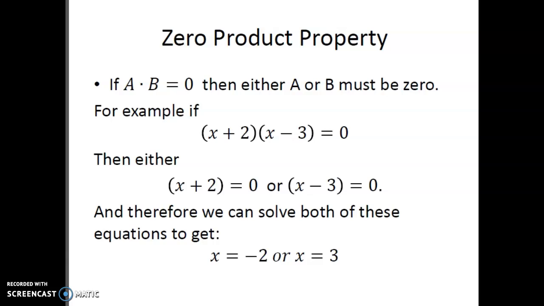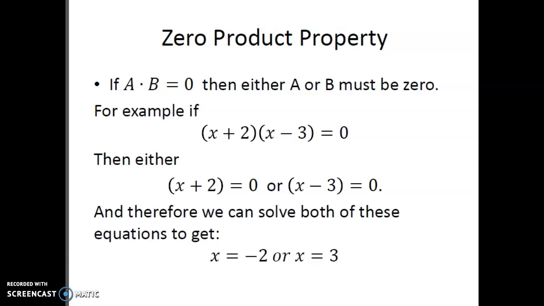So for example, if we had a product of two binomials, x plus 2 times x minus 3, and if we knew that that product was equal to 0, then we could conclude that either the factor x plus 2 is 0 or the factor x minus 3 is 0. These are actually both linear equations that we could solve by using the addition principle. And if we solved each of these equations, we would find that the solutions are x equals negative 2 or x equals 3. So we would get two solutions for this statement.